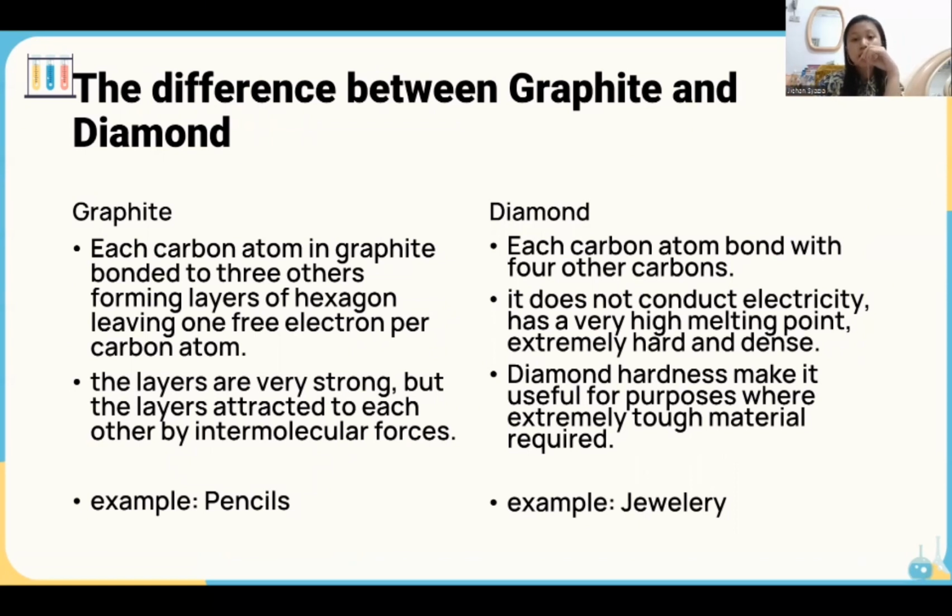And next is diamond. Each carbon atom bonds with 4 other carbons. It does not conduct electricity, has a very high melting point, and is extremely hard and dense. Diamond's hardness makes it useful for purposes where extremely tough materials are required. An example of diamond is jewelry.